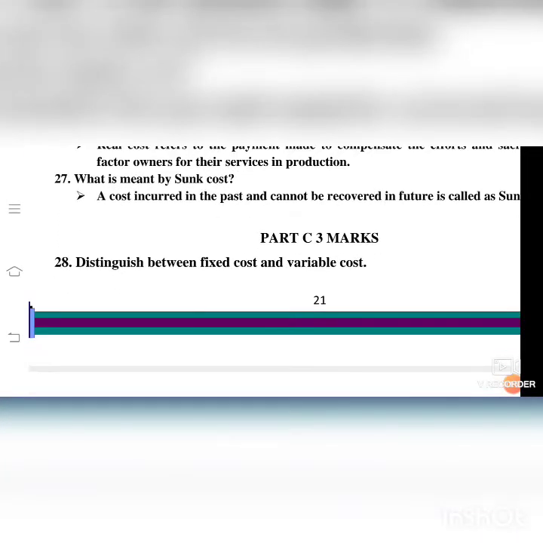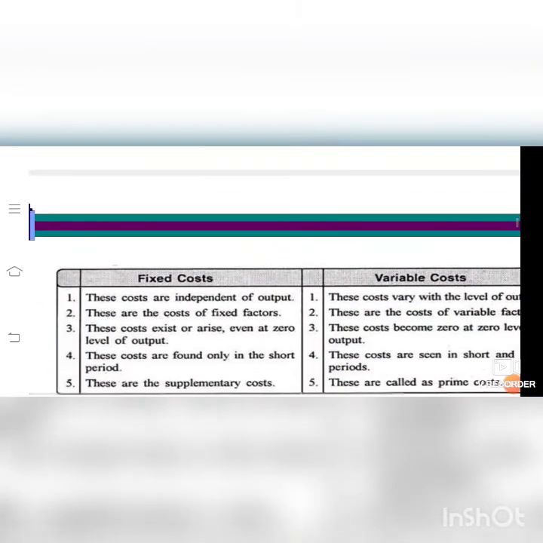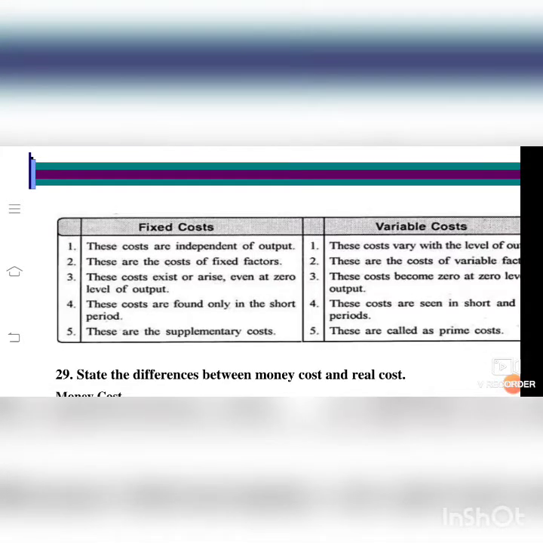Next we will see about distinguishing between the fixed cost and variable cost. Fixed cost. These costs are independent of output. Independent of output means the profit. These are the costs of fixed factors. The fixed factors are land, labor, capital. Again and again I am repeating the factors so that you must remember them. When you are asked general questions in economics, you must know that factors means land, labor, capital and organization. These costs arise even at zero level of output.